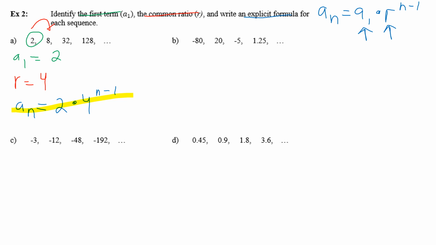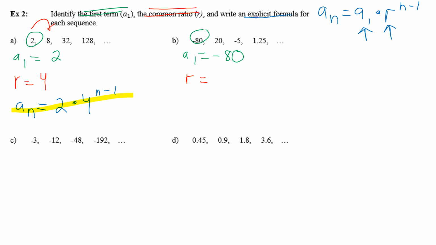Okay, looking at example B, again, identify the first term. A1 is going to be negative 80. Okay, next thing they're asking, common ratio. What are we multiplying by? That's our R. Now, we're going from negative 80 to 20. Temptation here might be to say that we're multiplying by 4, but that's not the case. If we took negative 80 and multiplied it by 4, we would get negative 320. And that's not the number that's there.